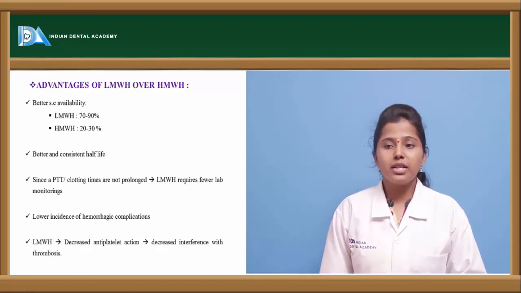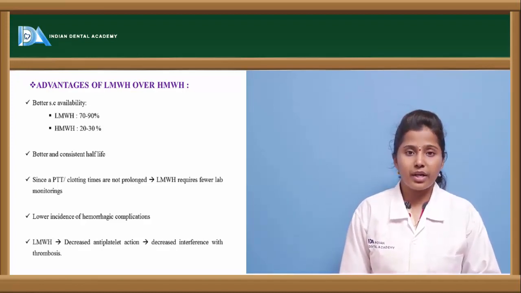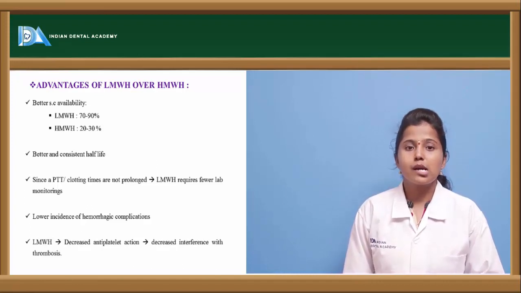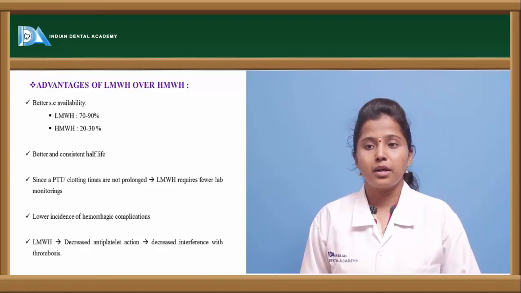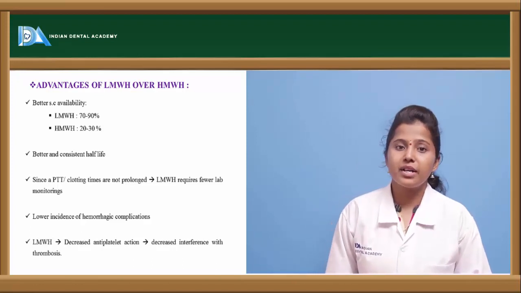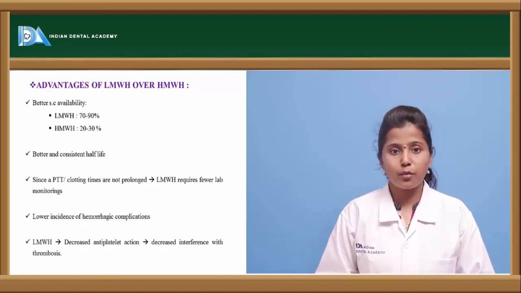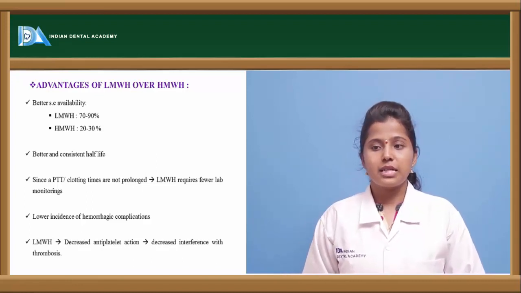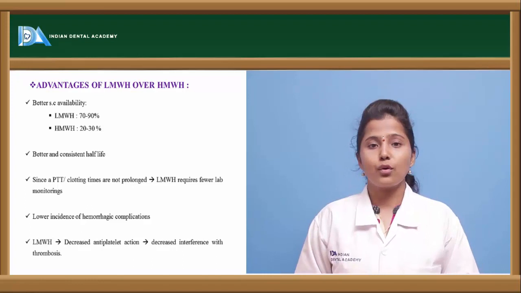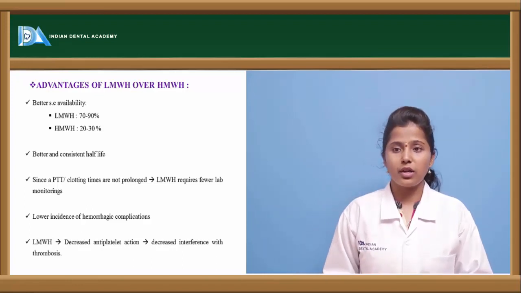And a lower incidence of hemorrhagic complications. In overdoses, they cause hemorrhagic conditions; there will be excess loss of blood. So low molecular weight heparins cause fewer hemorrhagic conditions when compared to high molecular weight heparins. So these are a few of the advantages of low molecular weight heparins over high molecular weight heparins.